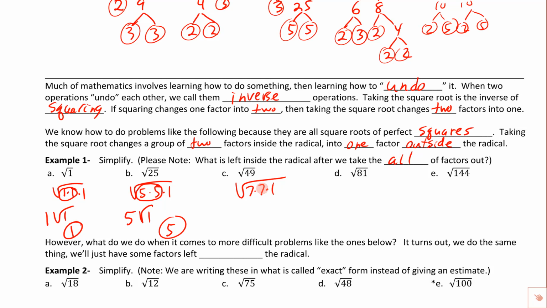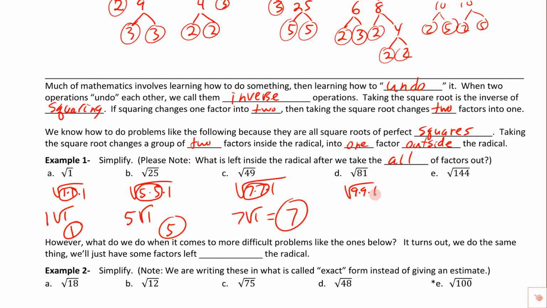I'm going to put a 1 on there, and I'm going to take out a pair of factors on the inside, which turns it to one factor on the outside. The thing that's stuck underneath is the 1, but the square root of 1 is 1, so 7 times the square root of 1 is 7. Again, weird, I know, but take a look.